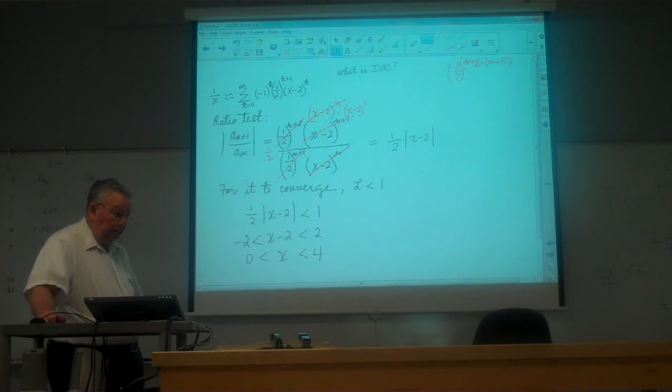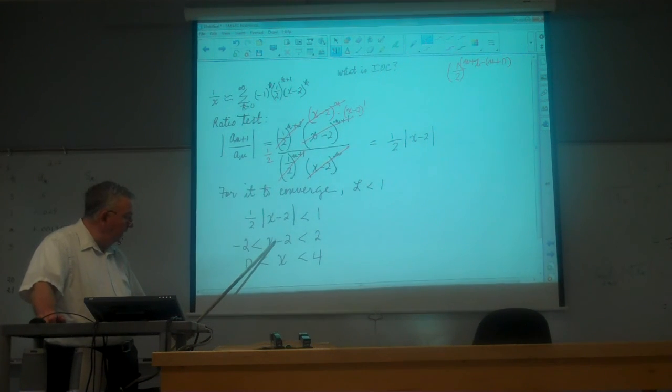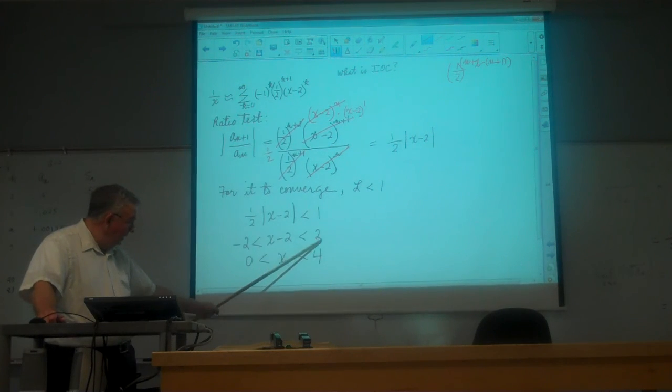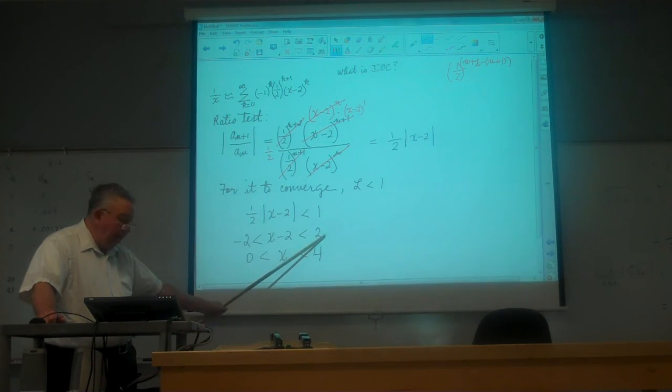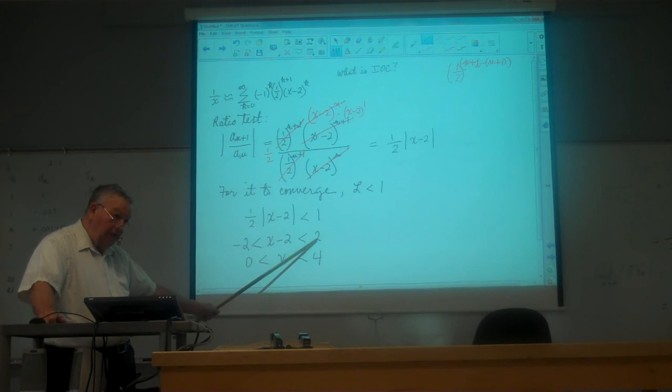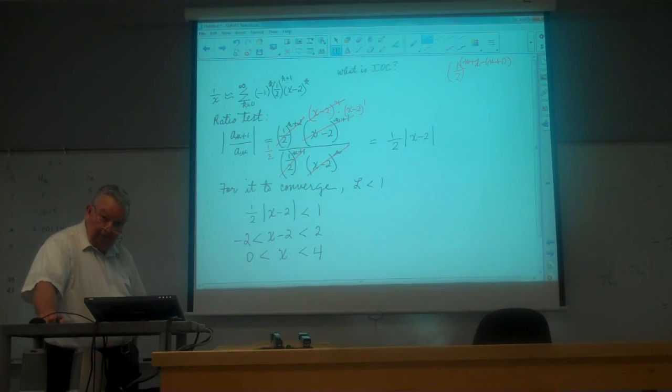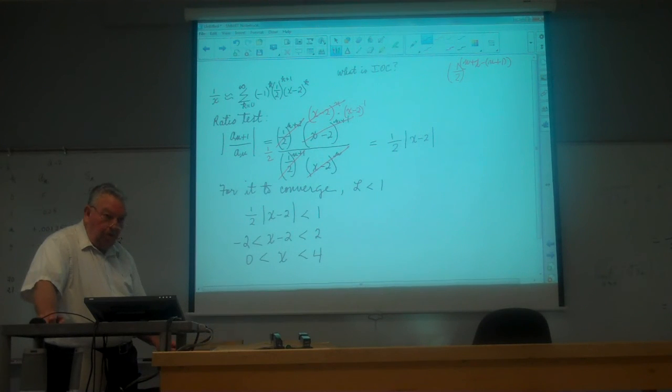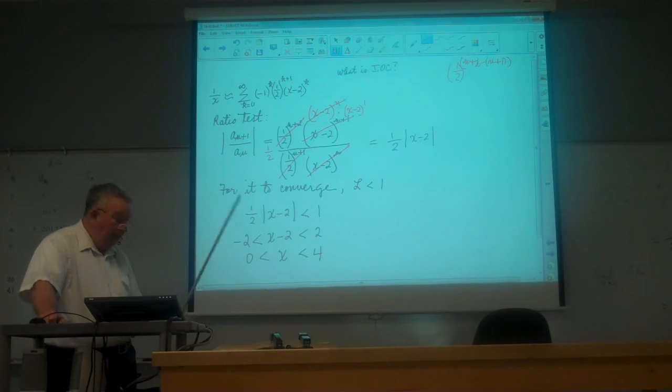You know what that's similar to? In Calculus 1, when you're trying to prove the definition of a limit, it's the same kind of math. That's exactly right. This is the delta calculation of that. And each of these would be plus or minus epsilon. You're exactly right.